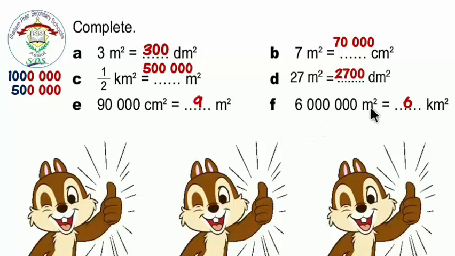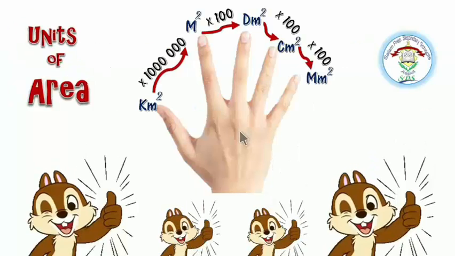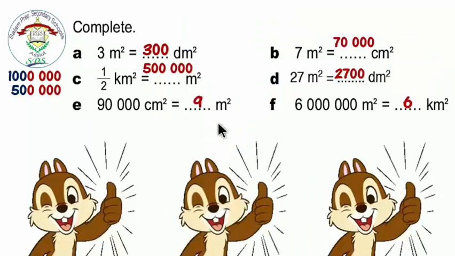6 million square meters equal blank square kilometers. From square meter to square kilometer, we go back, move from the smallest to the greatest, so we will cancel zeros. So we will cancel 6 zeros. The answer will be 6 square kilometers.